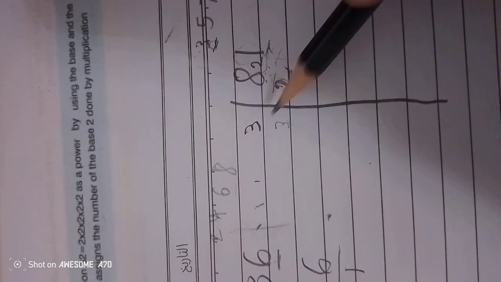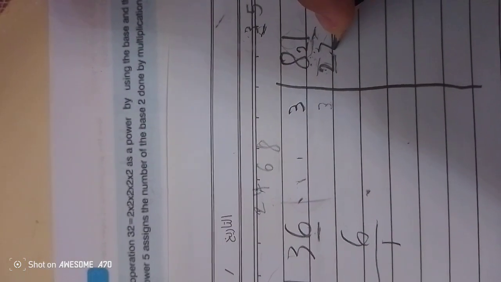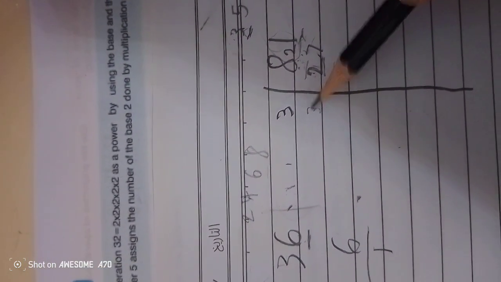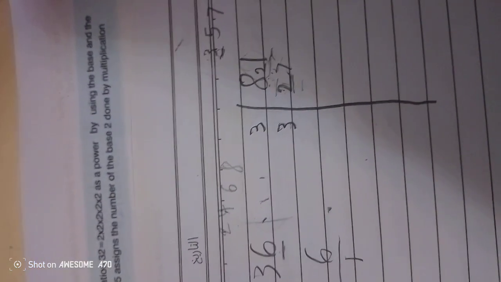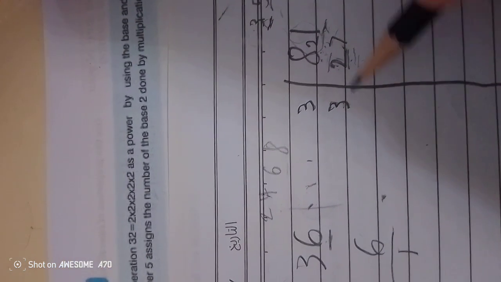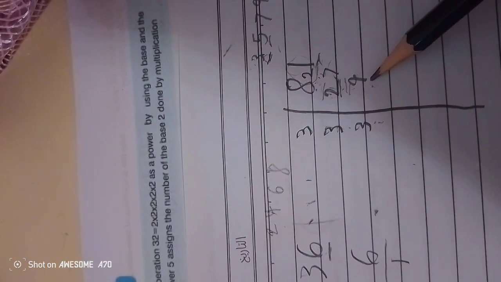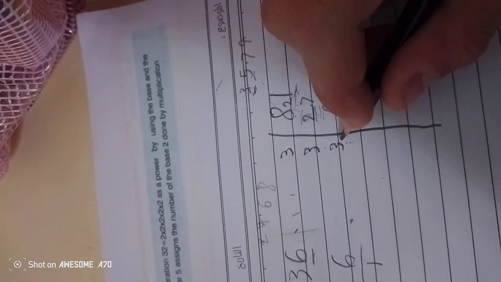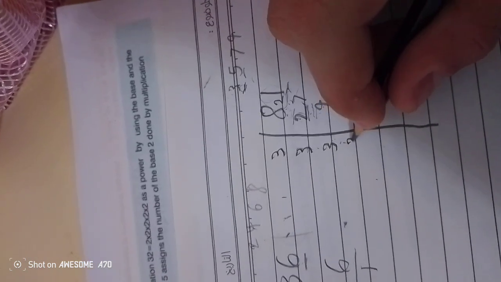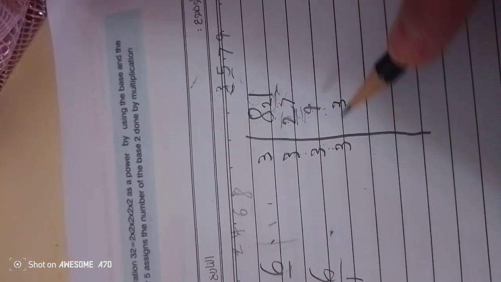So we do this. 21. How many 3's are there in 21? 7. So 27 divided by 3. We put 3. If it doesn't allow, we put 5. So let's see. 27 divided by 3, it's 9. How many 3's are there in 9? 3, because 3 times 3 times 3 is 9. Now 3. This is simple. How many 3's are there in 3? 1.